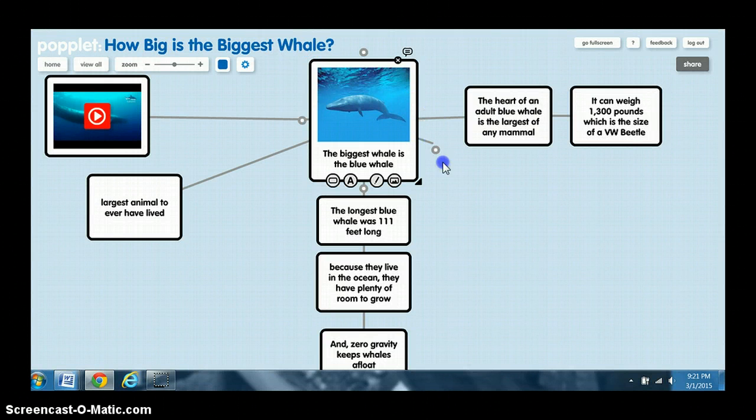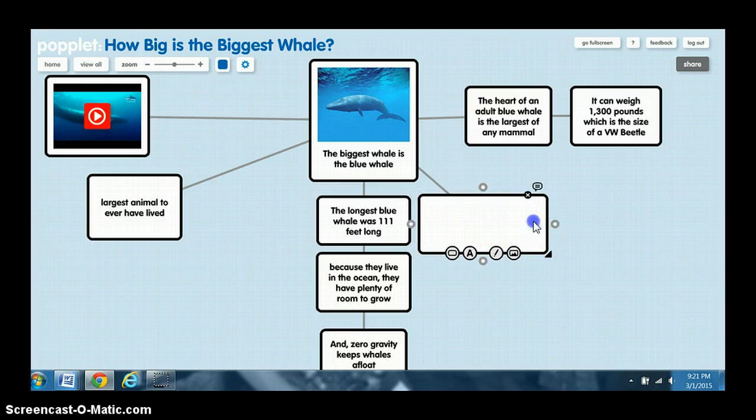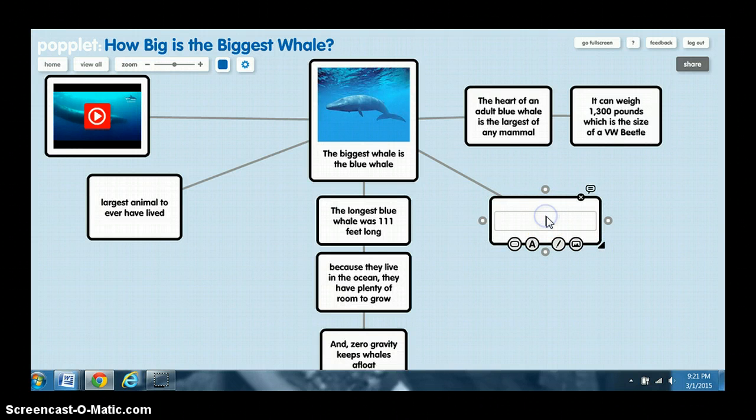And the last bubble that I'm going to add, let me just put it over here and resize it, is that the blue whale is the largest animal, even larger than a dinosaur. Excellent.